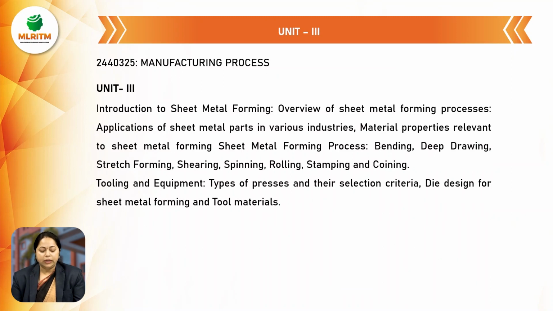Moving on to unit number 3, it is all about the sheet metal forming processes like blanking, piercing, deep drawing, spinning, coining, and stamping, and what kind of tools are exclusively used in these particular processes will be discussed.